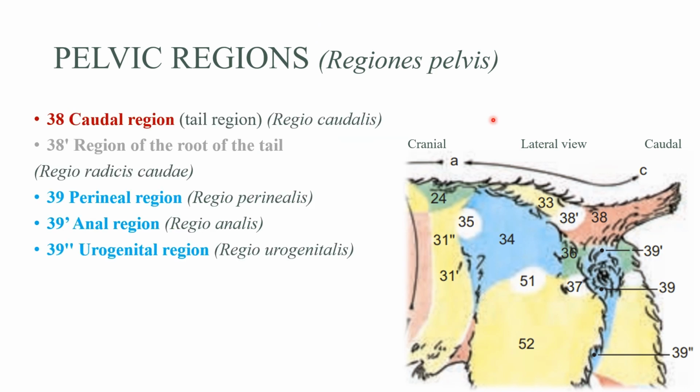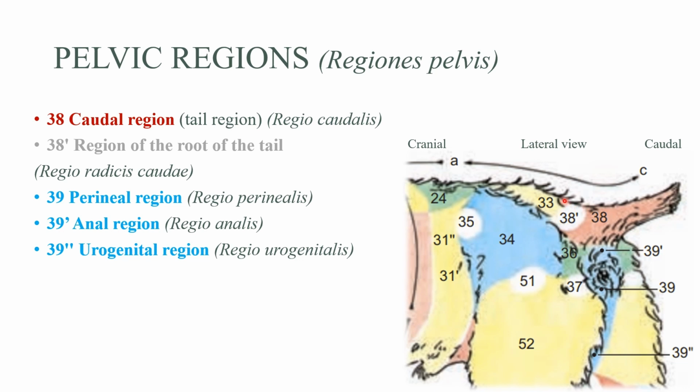Here we have the part 2 of the terms. This is again the lateral view. First, we have the caudal region, or Regio caudalis, which basically is just the tail region, which is right here. So if the tail is a meter long, the tail region will also be a meter long.